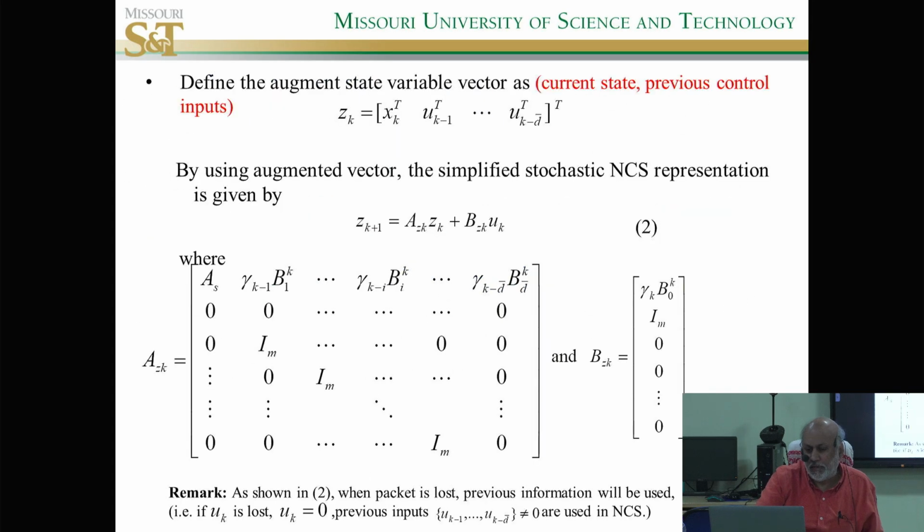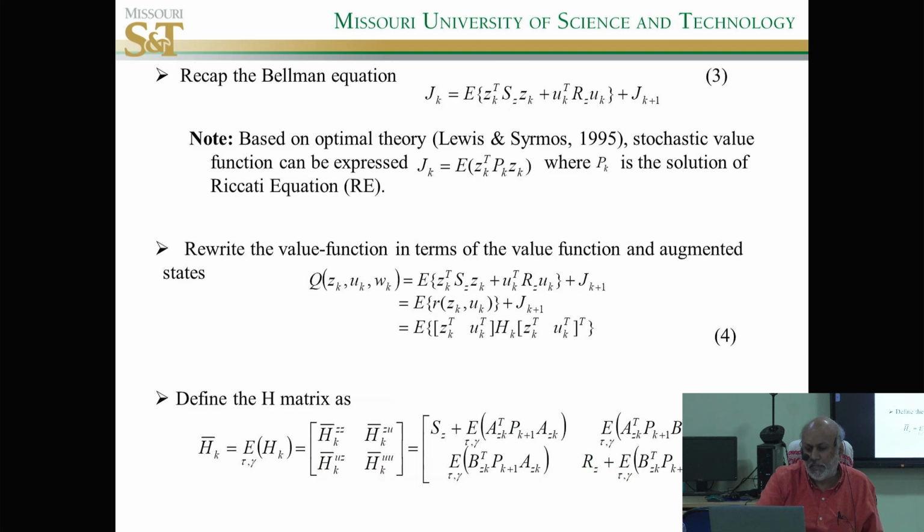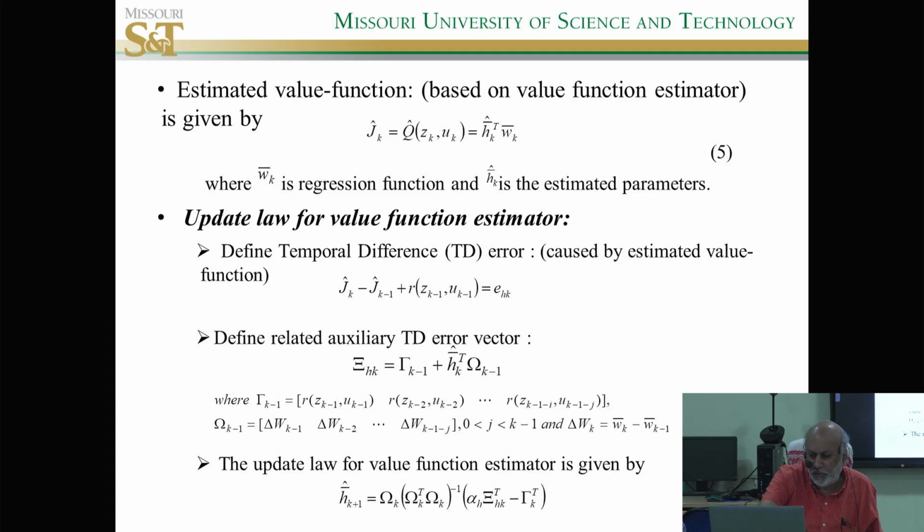Okay, so I think let's see here, what is this? So this is the same thing, that for infinite horizon you build the H matrix. Okay, you don't have the terminal constraint error. Then you have the update law. You see that temporal difference error, J hat of k minus J hat of k minus 1 plus r, that's the temporal difference error.